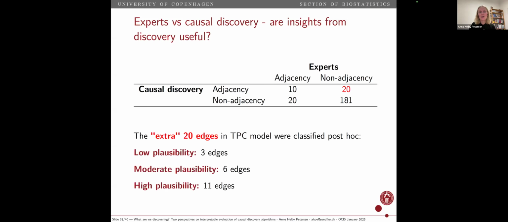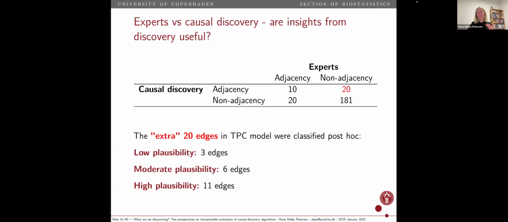classify those post hoc, so after the fact, after we've seen them, into 3 different categories by revisiting the literature on the different proposed causal links. And we found that 3 of them had low plausibility, which meant that we could not find anything that suggested they should be there, and they did not go with existing theory. 6 of them were moderately plausible, so we could find some suggestions that they might be there and some convincing arguments. And actually 11 of them had high plausibility. So we could find several different sources that found them plausible, and they fitted well with existing theory.